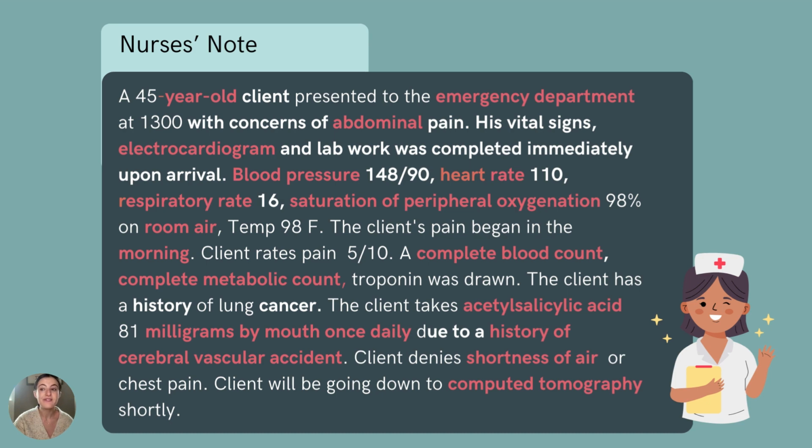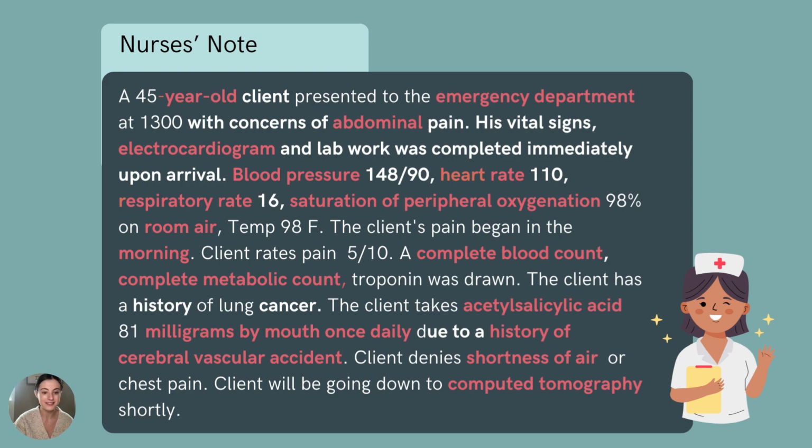Client rates pain 5 out of 10. A complete blood count, complete metabolic panel, and troponin was drawn. The client has a history of lung cancer. The client takes acetylsalicylic acid, 81 milligrams by mouth once daily due to a history of a cerebrovascular accident. Client denies shortness of air or chest pain. Client will be going down to computed tomography shortly.